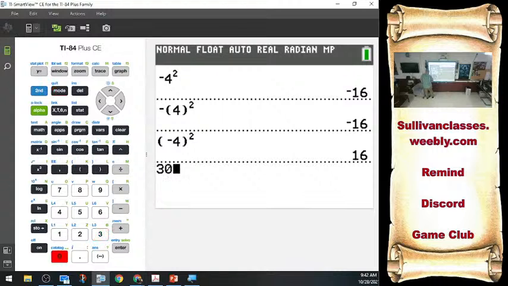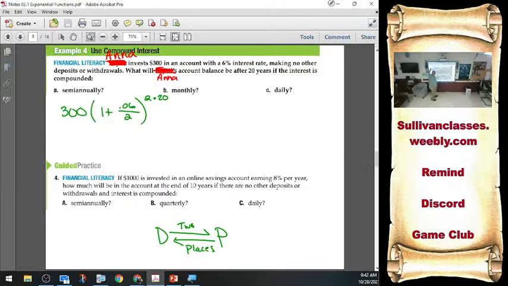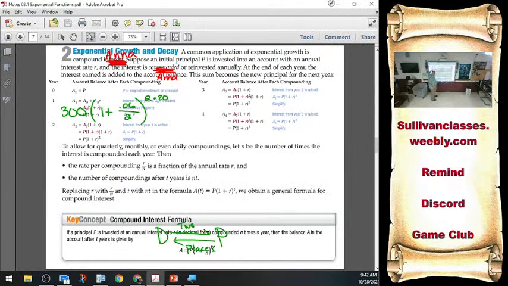Okay, so 300 times 1 plus 0.06 over 2, to the 2 times 20. Okay. So after 20 years, you got this. Isn't it the rate though? It's R times T, because the exponent when we... Was it R times T or N times T? It was N.